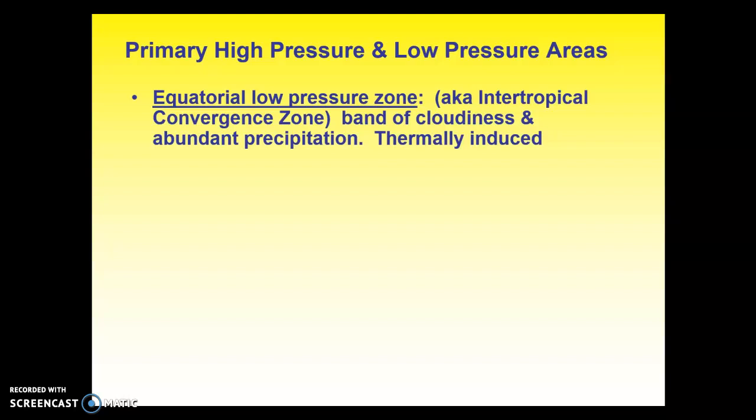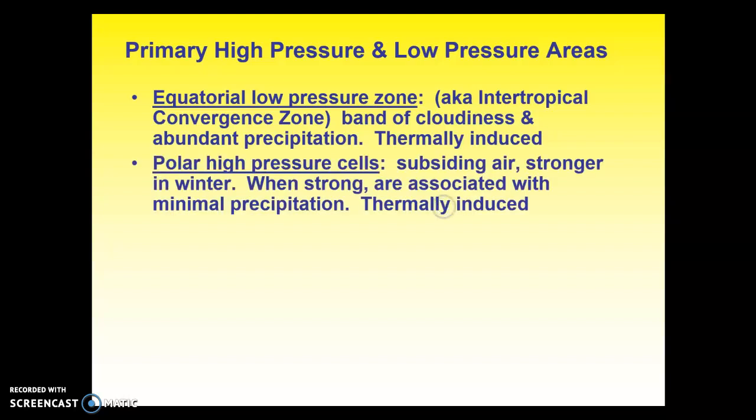And again, that is formed because of thermal reasons. It's very warm in those regions, the warmest parts of the world on average, so you have that convergence around that warmth. The flip side is the thermally generated polar high pressure cells, where air subsides instead of rising, as we drew in the diagram. And especially when those high pressure cells are strong, they're associated with very minimal precipitation. And again, thermally induced in this case, the very, very cold air sinks over cold surfaces.